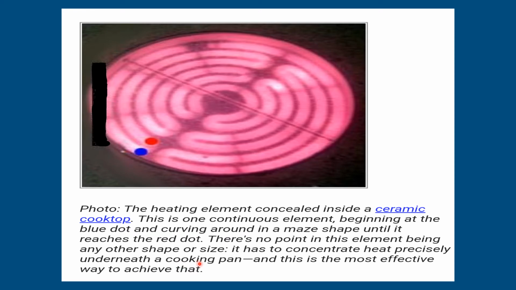So here there's no point in this element being any other shape or size. If you observe, most of the electrical appliances which run on the heating effect are mostly in this curved shape, since it has to concentrate heat precisely underneath a cooking pan. So here, why they are mostly designed in a circular shape is they have to concentrate the most amount of heat precisely, meaning very concentratedly, in this coil, in this heating element, and this is the most effective way to achieve the heat.